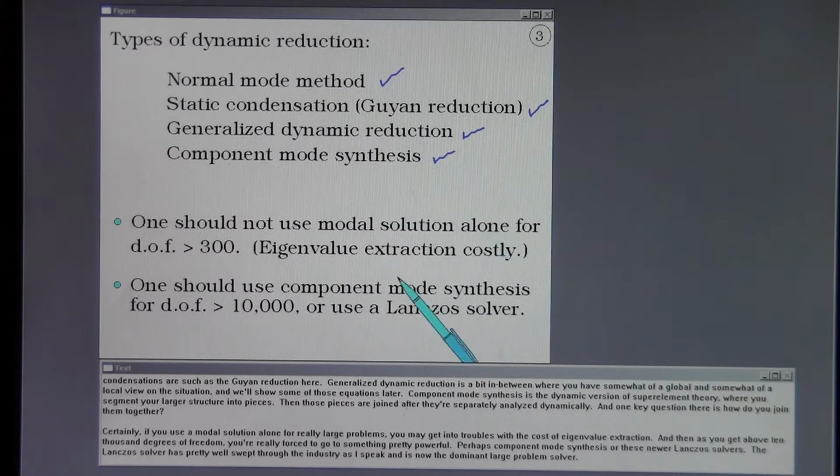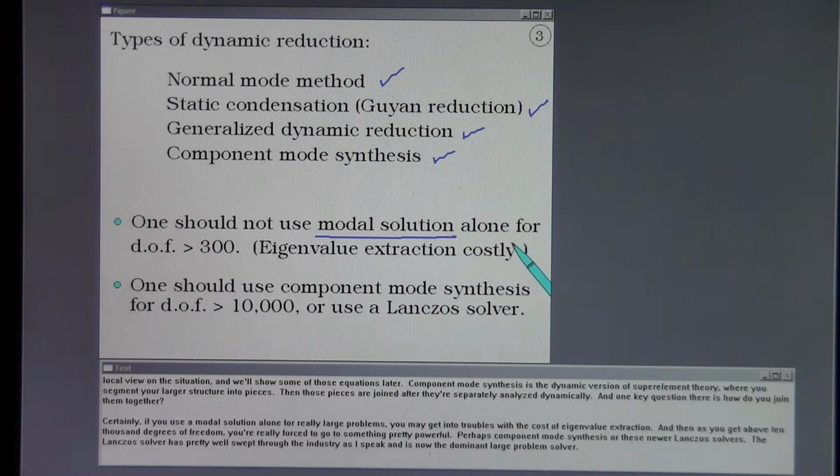Certainly if you use a modal solution alone for really large problems, you may get into troubles with the cost of eigenvalue extraction. And then as you get above 10,000 degrees of freedom, you're really forced to go to something pretty powerful, perhaps component mode synthesis or these newer Lanczos solvers. The Lanczos solver has pretty well swept through the industry as I speak and is now the dominant large problem solver.